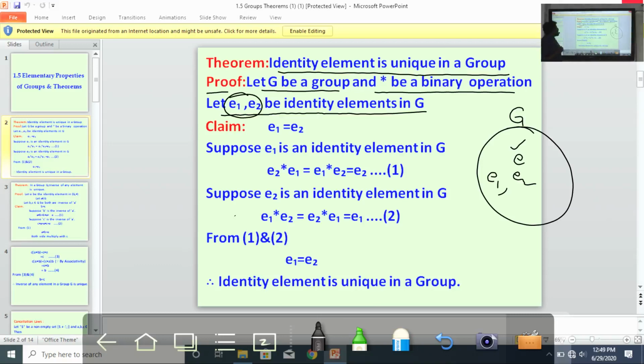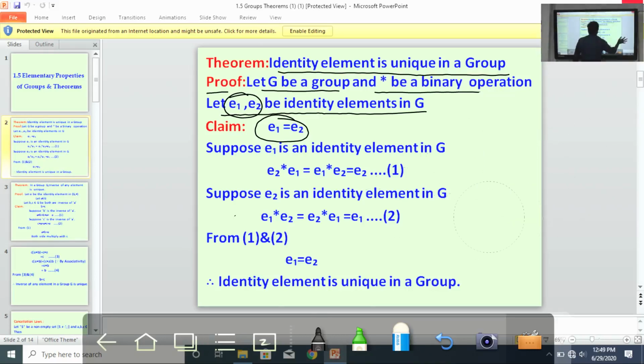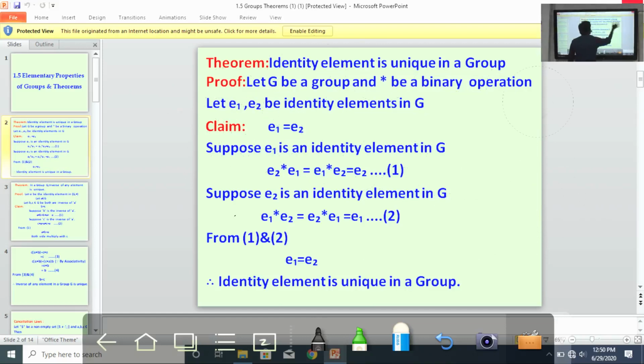E1 is one of the identity elements, E2 is another identity element. Now we show that these two are same. Then identity element is unique. Suppose finally E1 equal to E2, then identity element is unique. Now for this, let E1, E2 be identity elements in G. Claim: E1 equal to E2.